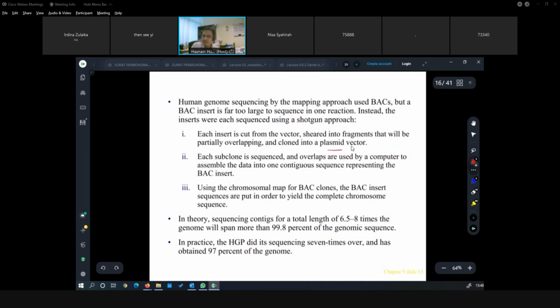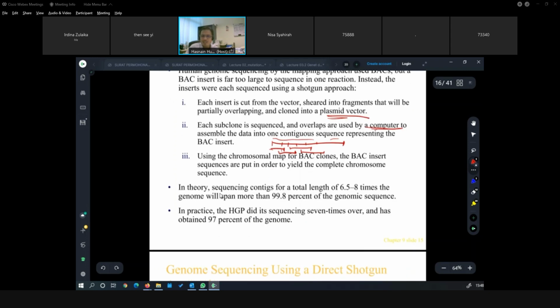So plasmids can be used with a smaller size so that they can do sequencing better. Sequence overlaps are used, so you can see over here, they start to use a computer to determine the sequence of the DNA. From the long one, we cut into smaller pieces, and some of them are overlapping. Based on that, they are able to determine the relative position so that the entire sequence can now be determined.